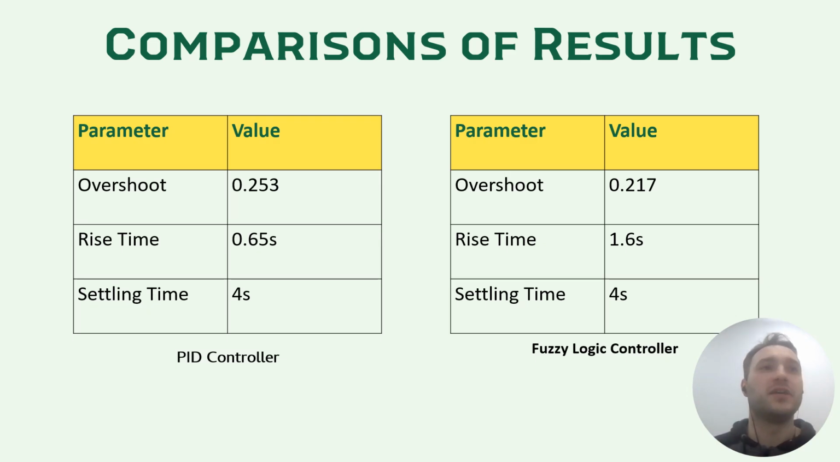Here is the comparison. We measured overshoot, rise time, and settling time. Here you can see that overshoot in the fuzzy logic controller is lower. However, the rise time is longer, and settling time is pretty much the same for both. Obviously, these are not ideal results for the fuzzy logic controller, since it can operate a lot better than PID can.